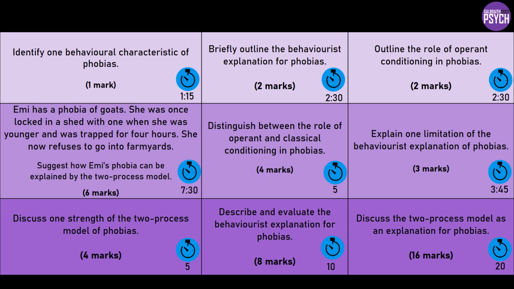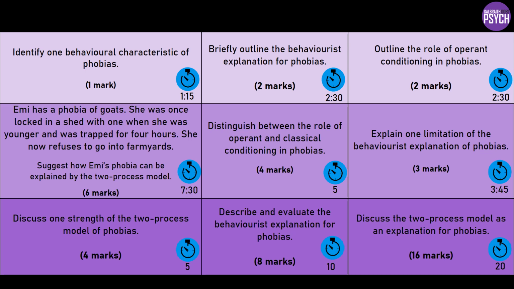Okay, let's do it. The command word here is identify, so you're just going to state. Pay attention to the fact that it's behavioural characteristics. So probably you're going to go for something like avoidance. You could say something like freezing or fainting though, but avoidance is probably the key one. So avoidance of the phobic stimulus.